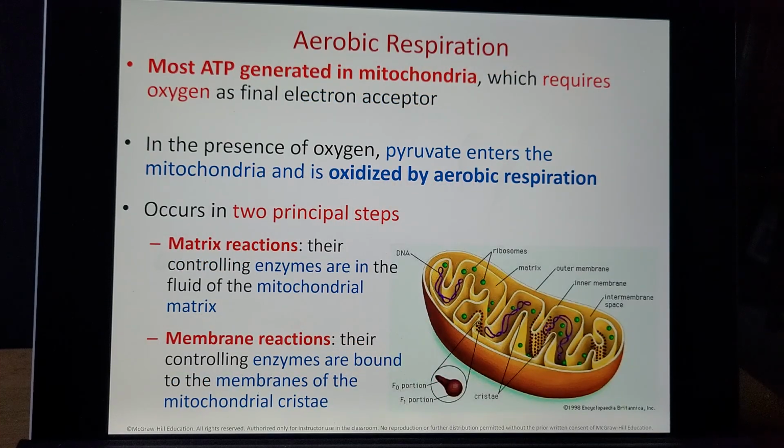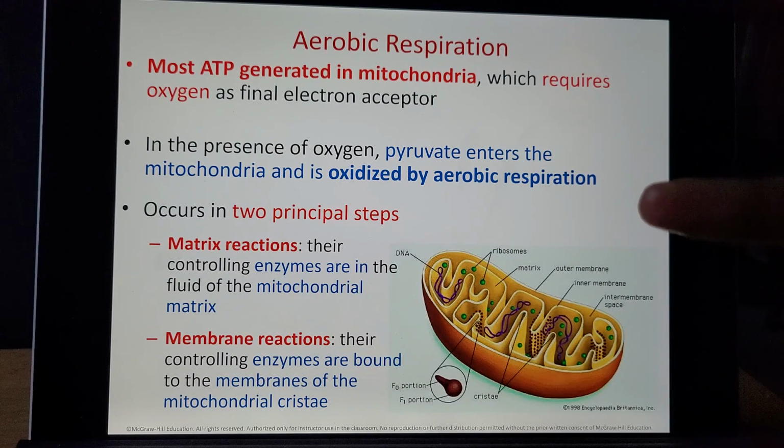Okay, so most of our ATP is created in the mitochondria. Again, you have to have oxygen, the reason being that oxygen is your final electron acceptor. So we're actually going to go into that section. In our aerobic respiration, our pyruvate is then oxidized, further breaking down the pyruvate to really extract out the energy.